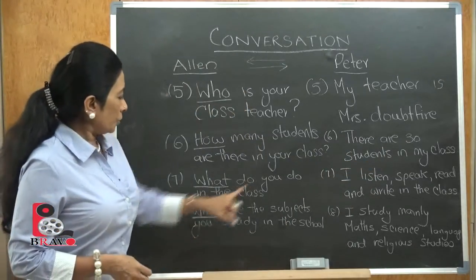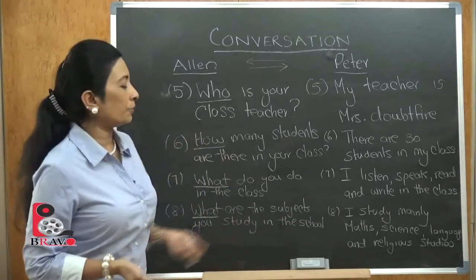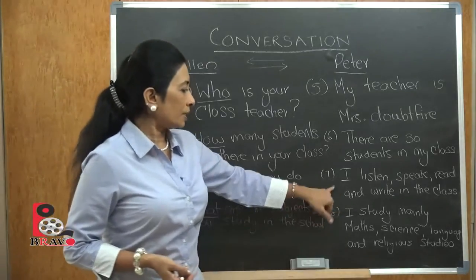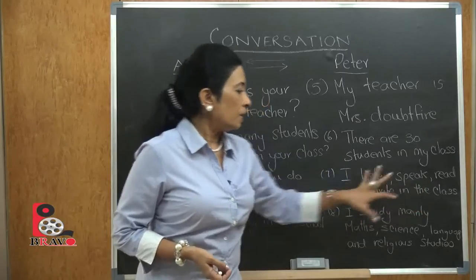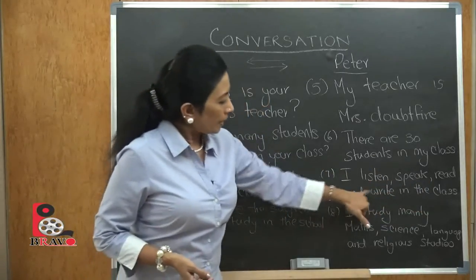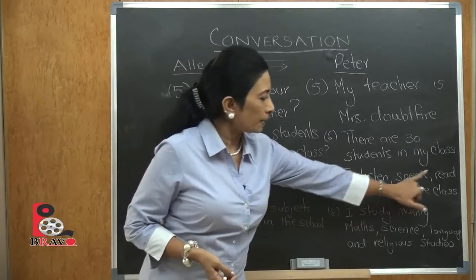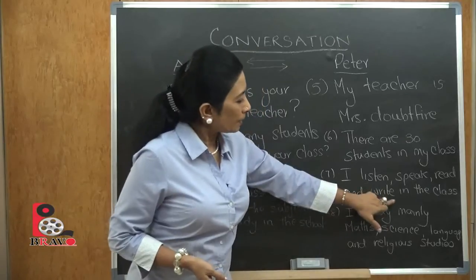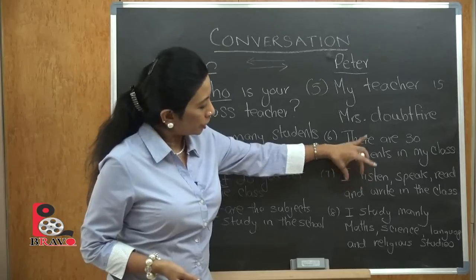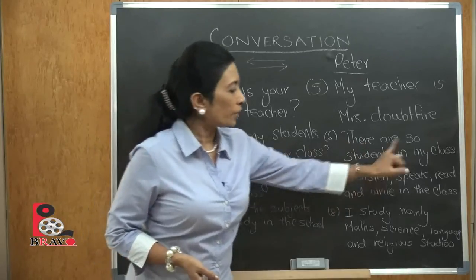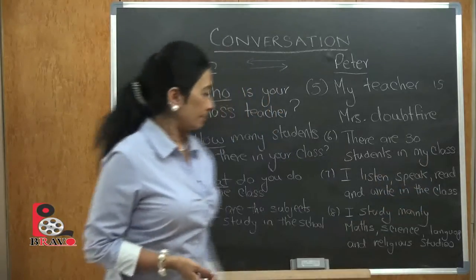7th one, what do you do in the class? Generally, what do you do? So he is a very good student. You can see that he is saying he listens, he speaks, he reads, and he writes in the class. So when you are giving the answer, the last answer is he writes. First he listens, speaks, reads, writes. So when you pick the last answer, before that there will always be a conjunction, a joining word, and, because it's more than 2, 3. So listen, speak, read and write in the class.